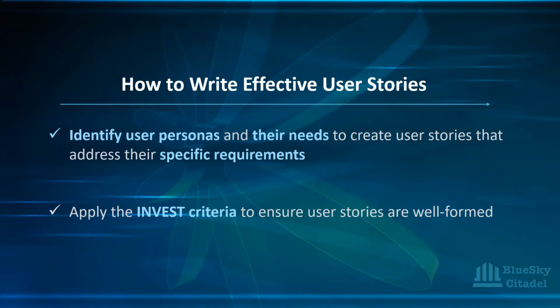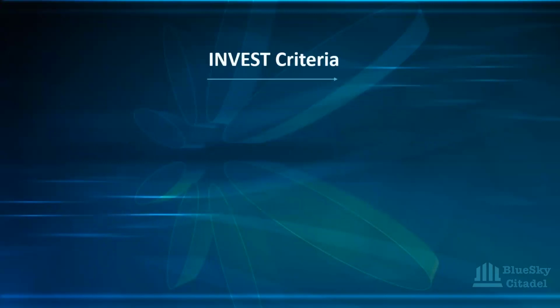The I, the N, the V, E, S, T, they all stand for certain components or features of a user story, an effective user story, if you apply this criteria. It's almost like when you set goals, you set SMART goals, which stand for specific, measurable, attainable, etc. This is the INVEST criteria that is used for user stories.